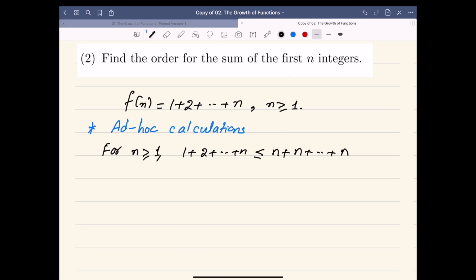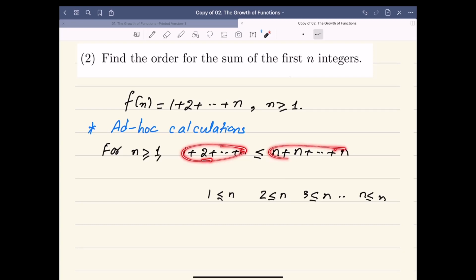And since you know that, as a draft here, 1 is less than or equal to n, 2 is less than or equal to n, 3 is less than or equal to n, and also n is less than or equal to n. So when I replace 1 by n, then these expressions are not equal, it will be larger. Why? Because this term is smaller than this term, so this whole expression is less than or equal to this whole expression.